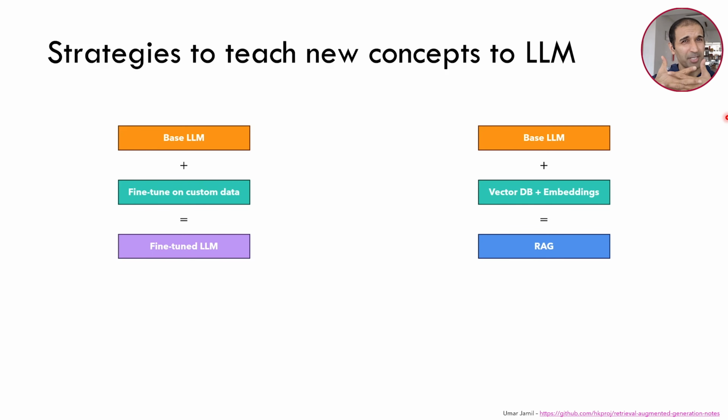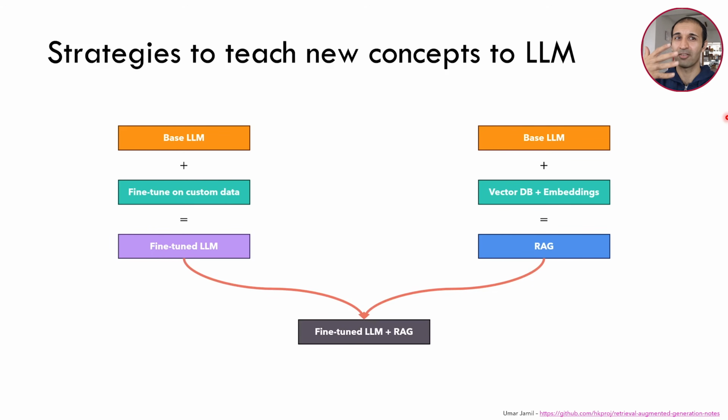We can also use a combination of both, for example by fine-tuning for a few epochs and then using a vector database to complement with knowledge retrieved from the web.